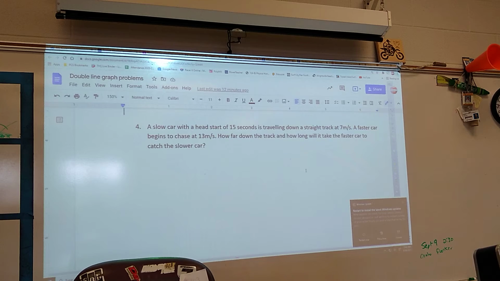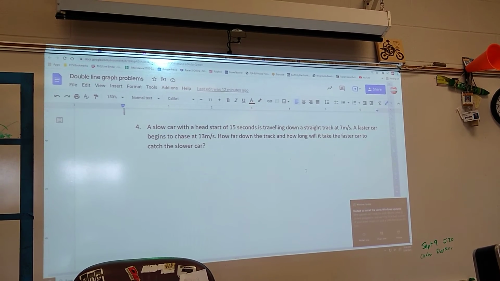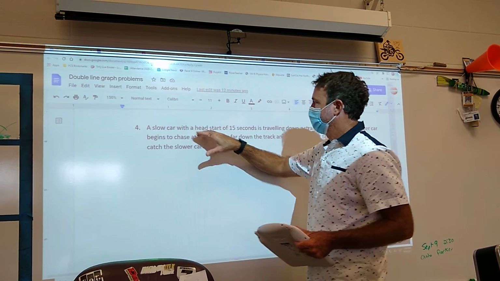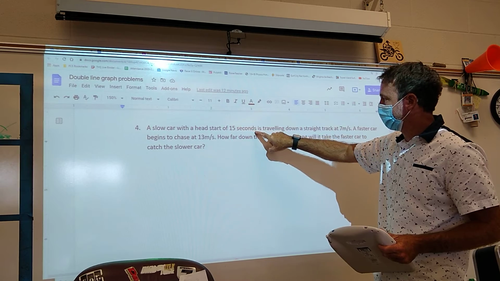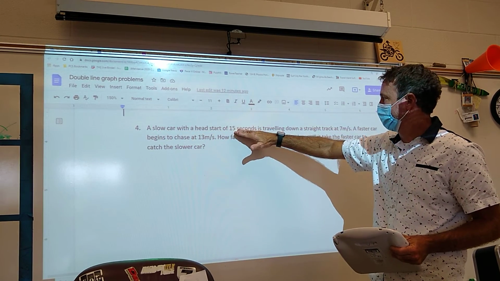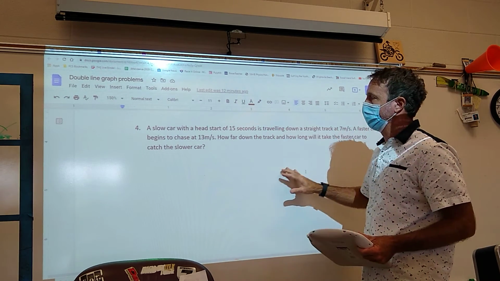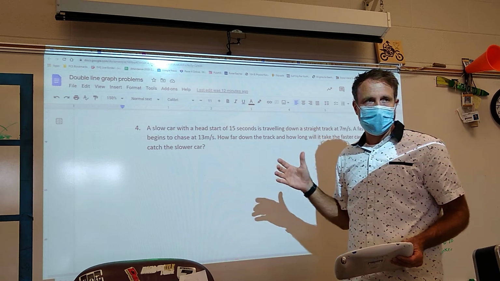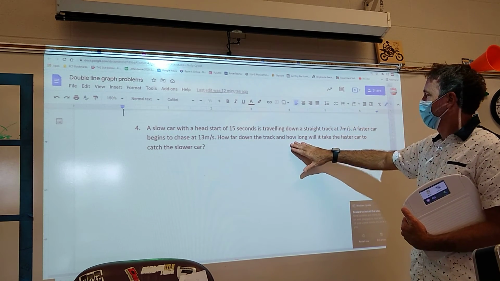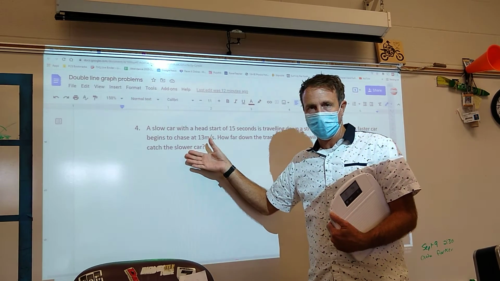All right, so this problem right here is very different because the head start in this problem is, this car has a head start of 15 seconds. So the slow car has 15 seconds, all right? And it's only going at 7. Then a faster car begins to chase. So think about how the question is asked. How far down the track and how long will it take the faster car to catch the slower car?